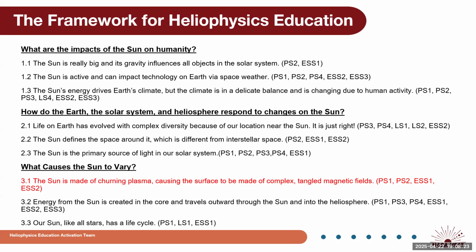So anyway, tonight the easiest match is with 3.1. The sun is made of a churning plasma, causing the surface to be made of complex tangled magnetic fields. So it has the important terms magnetic field, churning plasma, and complex. And that's about the closest match I could find in the standards to talking about the Earth's magnetic field, which anomalously is not a required topic in K-12 science education. The fact that the Earth has a magnetic field somehow got missed.